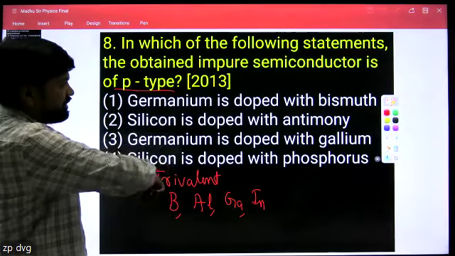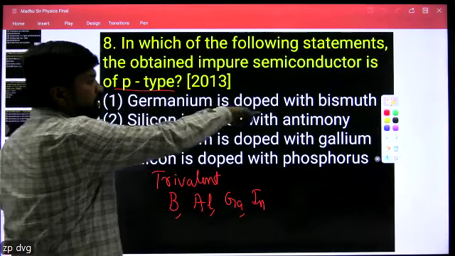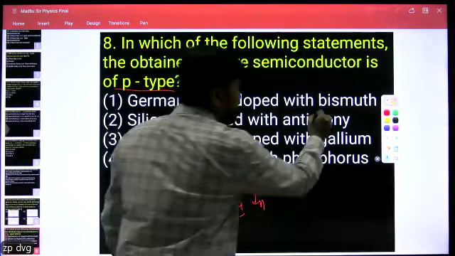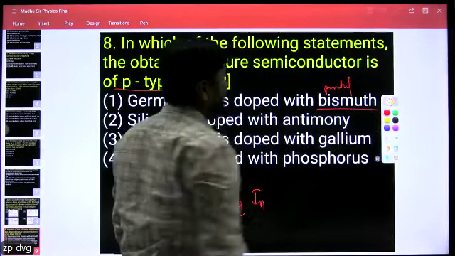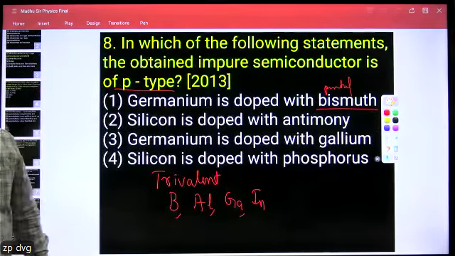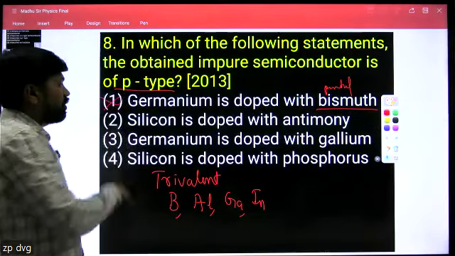Among the four options ಒಳಗಡೆ germanium is doped with bismuth. Bismuth is an example for what? Penta. Pentavalent ಅಂತ ತಕ್ಷಣ we are going to get n-type semiconductor ಸಿಗುತ್ತೆ. That's why option 1 is wrong.